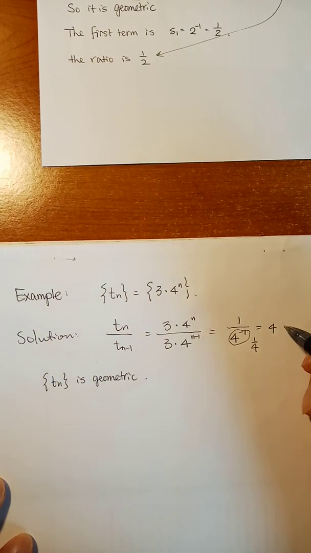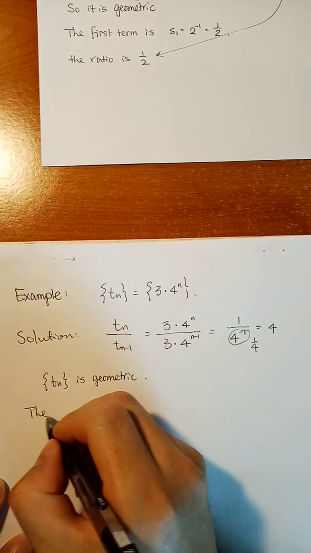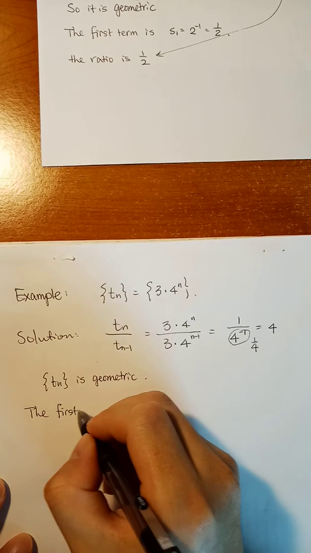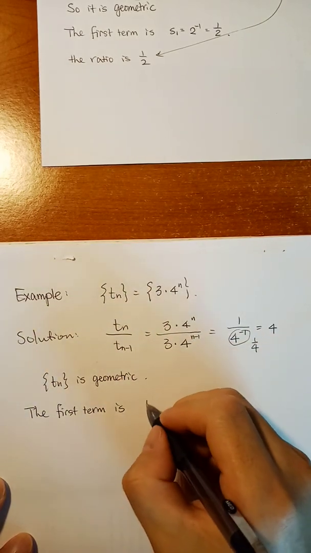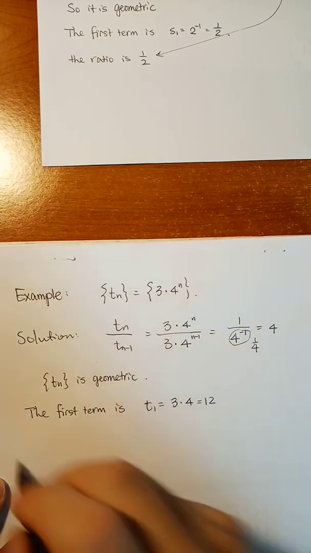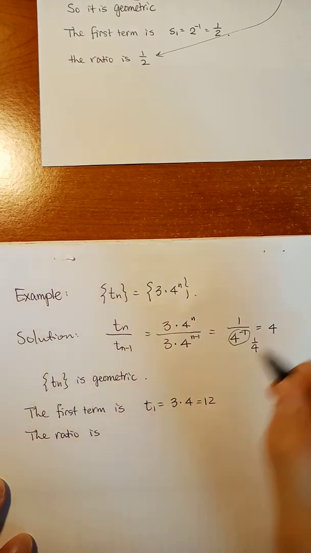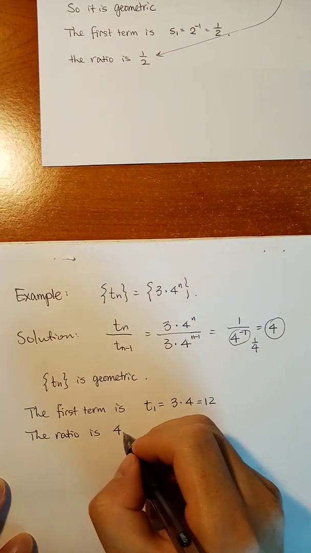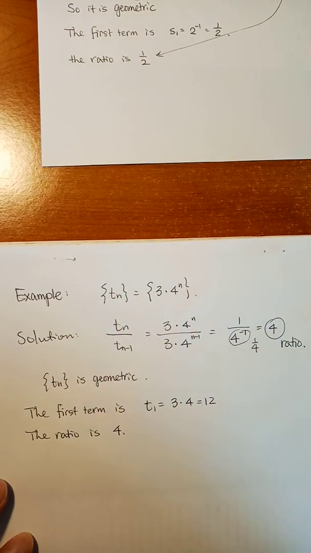So the common ratio is 4. And let's check the first term. The first term is T1. 3 times 4 is 12. The ratio is 4. The ratio is 4. Okay?